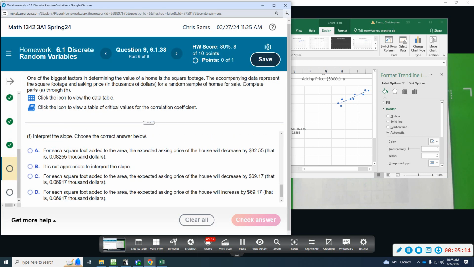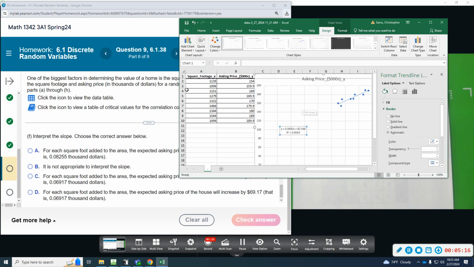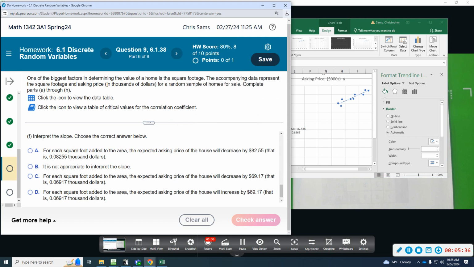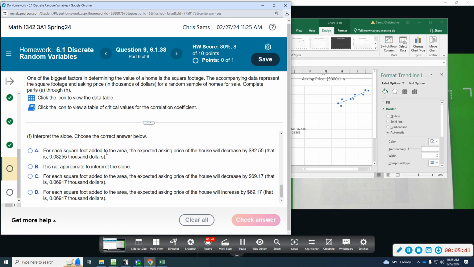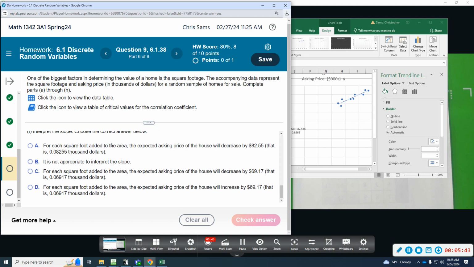We're going to interpret the slope. So looking at our data, X is the square footage. So what we're saying is when the square footage increases by 1, the price of the house is going to go up by about 0.0692, and I think this is in thousands of dollars. So roughly, this is on average, not exactly, but on average.